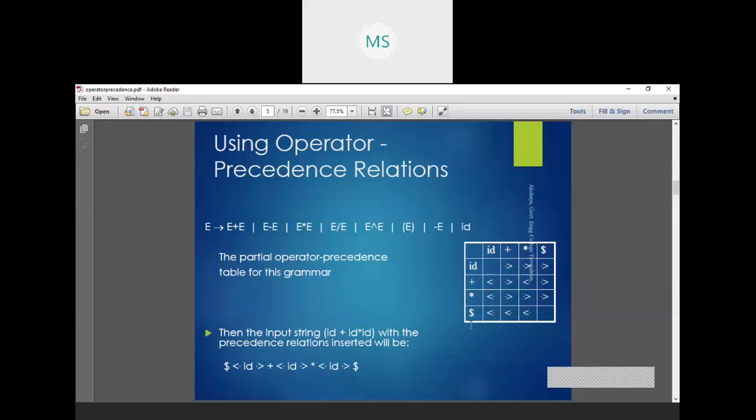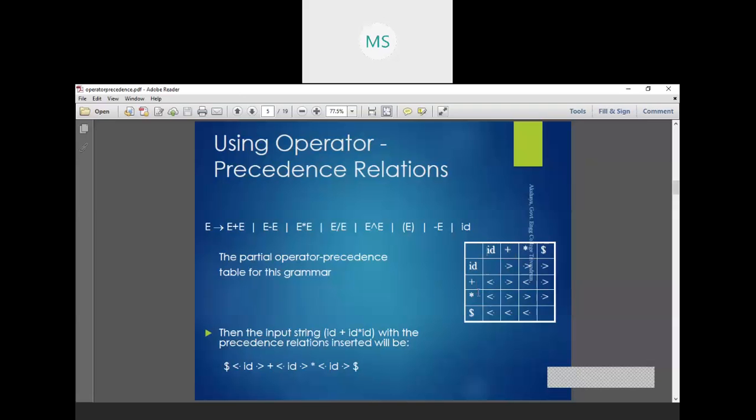Now I have to compare the dollar with ID. Whenever you compare the dollar with any terminal, it should be less than only. Dollar with ID is less than, dollar with plus is less than, and dollar with star is less than. If there is no relationship between dollar and dollar, you leave that box empty. Okay, this is called the operator precedence relation.